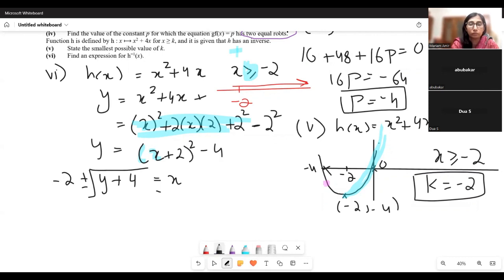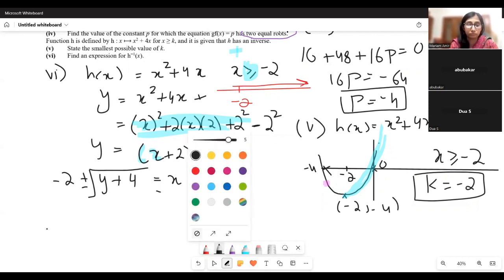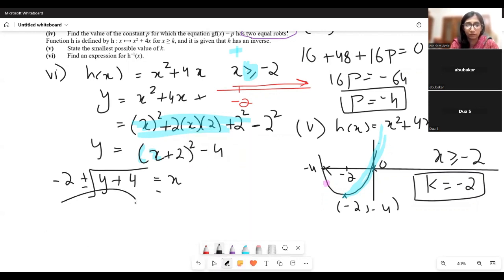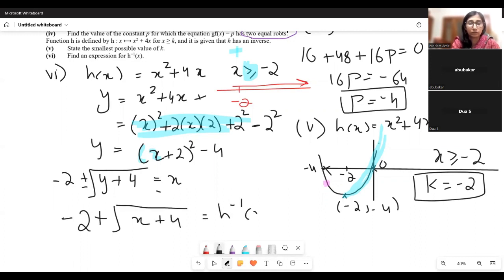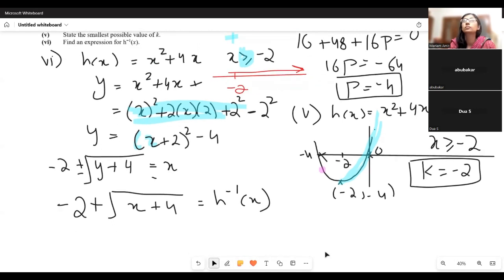So -2 plus, just plus square root of x plus 4 equals h inverse of x. Okay.